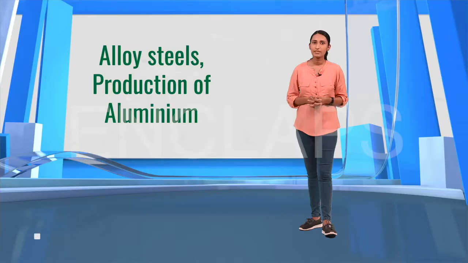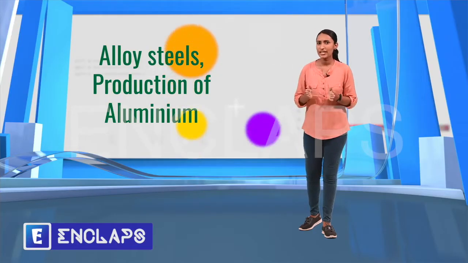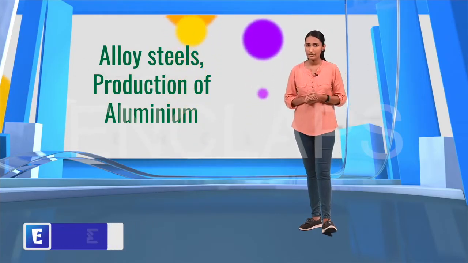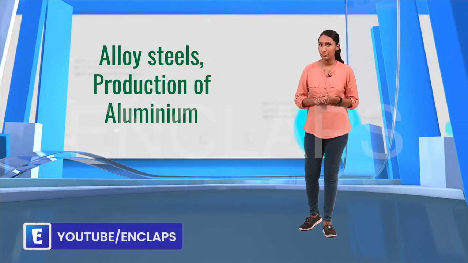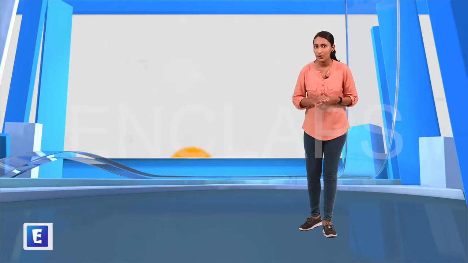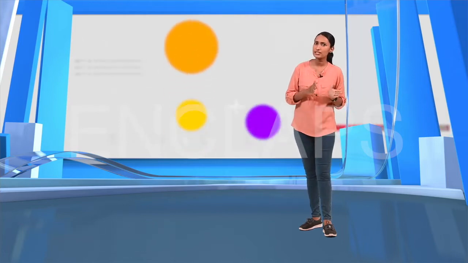It's that easy. Hello. We studied about the industrial production of iron. And now you know about the different stages in the industrial production of iron. And today we are going to study about the different types of alloy steels.